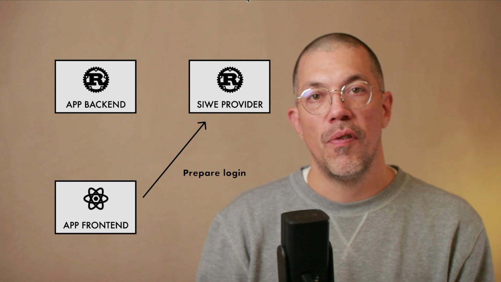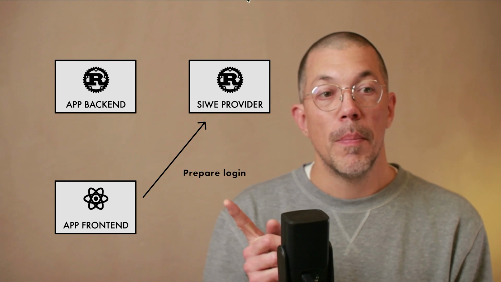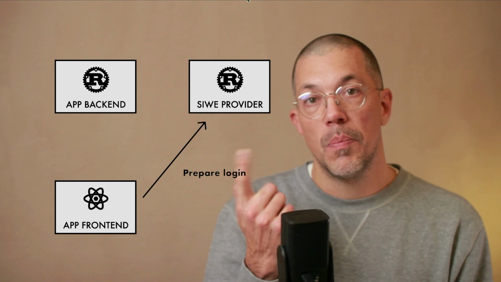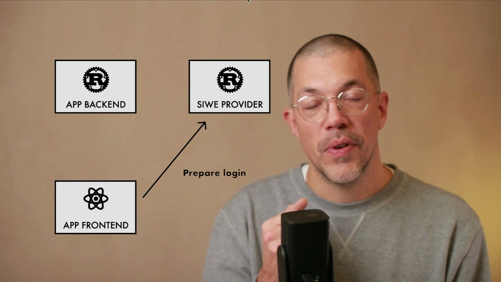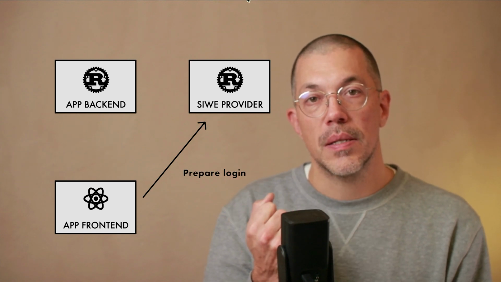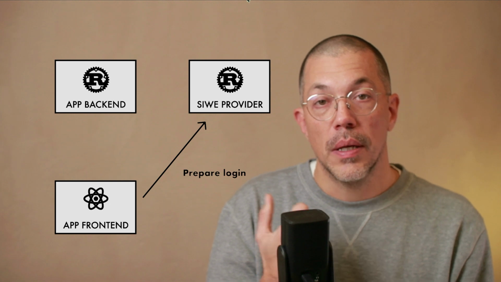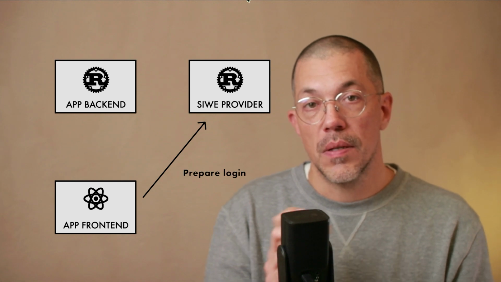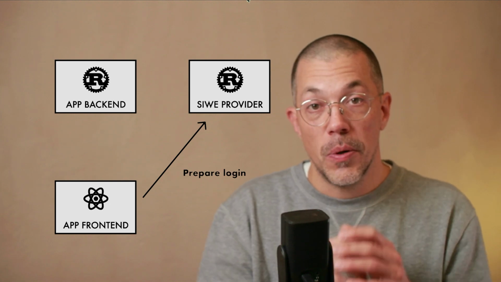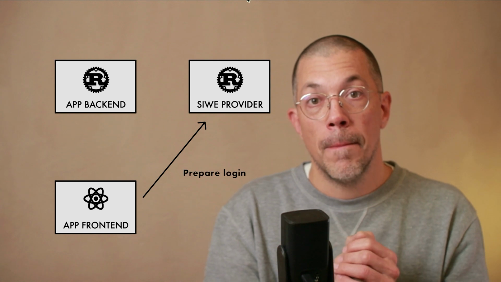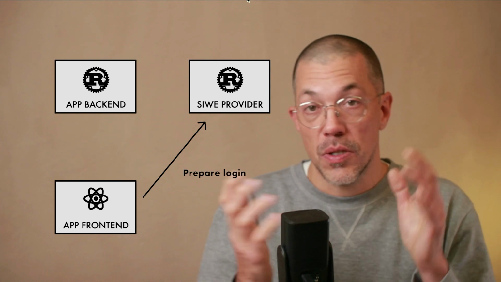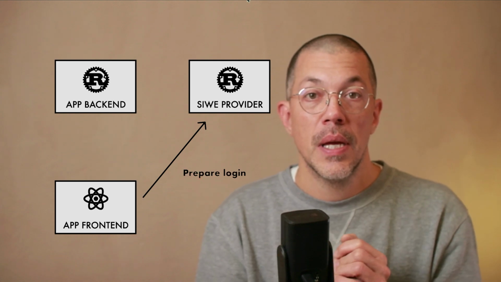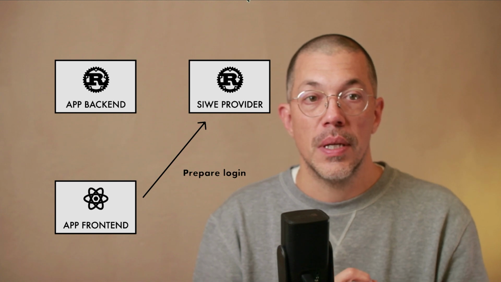The login flow starts with the application front end making a call to the sign-in with Ethereum provider canister and asking it to prepare the login. What happens there is that the provider canister prepares the message that the user is going to sign, based on some settings that I will show you later, and then returns it to the front end.